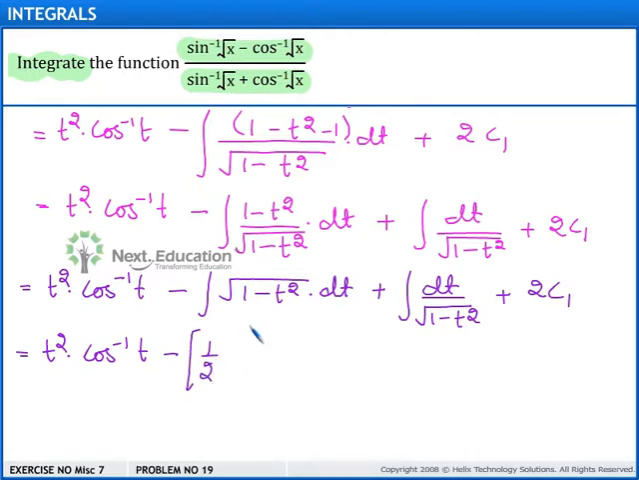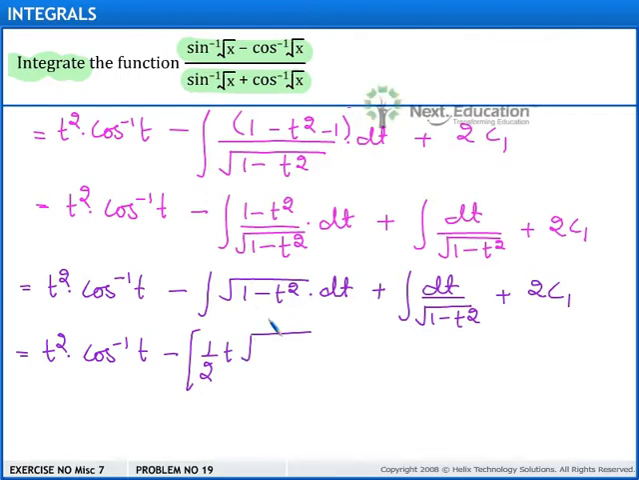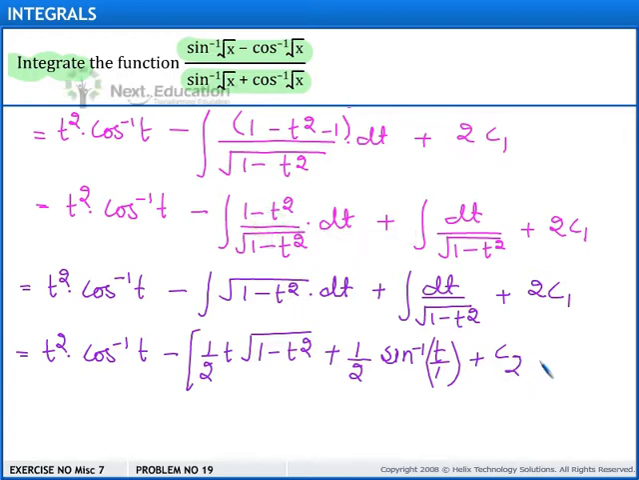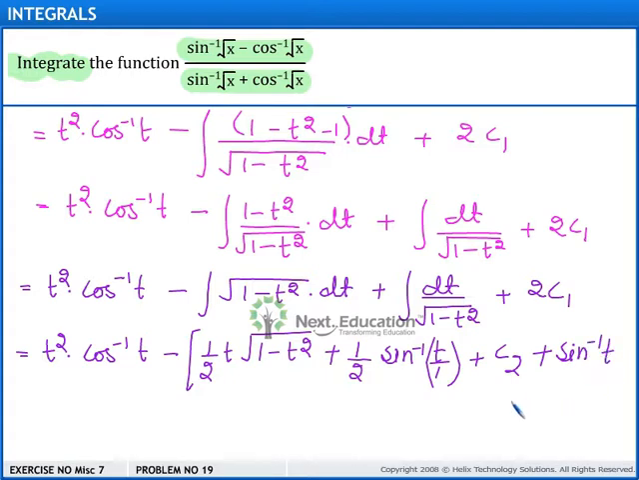half of t square root of a square minus t square plus a square upon 2. Here a is 1, so we have 1 upon 2 into sine inverse of t upon a, so we have t upon 1 plus the constant c2, plus integral of dt upon square root of 1 minus t square is sine inverse t plus, on integrating this, let c3 be the constant, plus 2 times of c1.